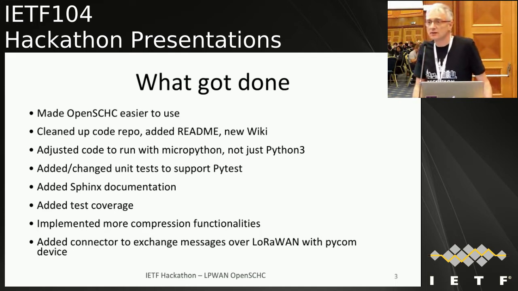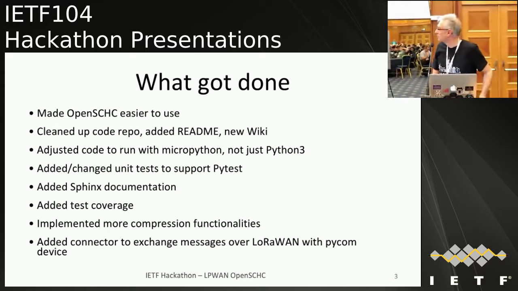We added tests. We added the PyTest infrastructure so we can run unit tests on all the modules. We added Sphinx documentation as well. And we improved the code base. We added more test content. And we improved the functionality, especially on the compression front, where the code was not fully implementing all the features of the draft so far. And also we added a connector. The code has a simulator of a link where we can set the loss rate for packets, but we added a connector so that you can use actual hardware and send your packets over a real LoRaWAN network.